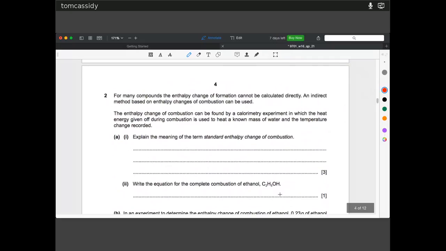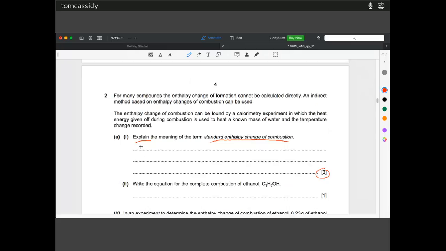So you've got to start off with explaining. This is one of your key words, or one of the trigger words that you come across in exam. So we've got to explain the meaning of standard enthalpy change of combustion. So we don't want to just do the definition. We've got to have 3 points here.